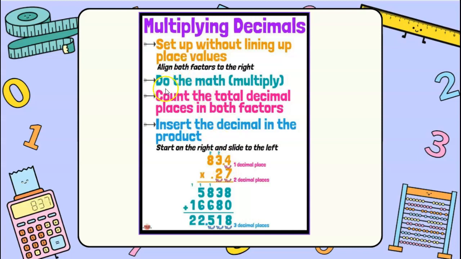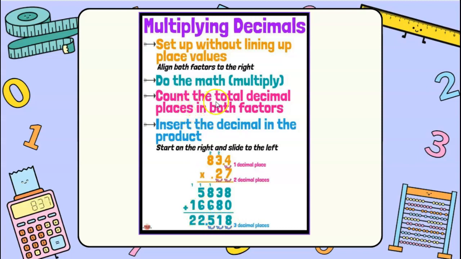Next, I'm going to do the math like I would with a whole number. I'm going to multiply out. So I start in my first column, multiply that out, put a 0, and then go to my next column, multiply that out, just like regular multiplication. After I have all of my math done and I've got the numbers in my final answer, I'm going to decide where I need to put that decimal.